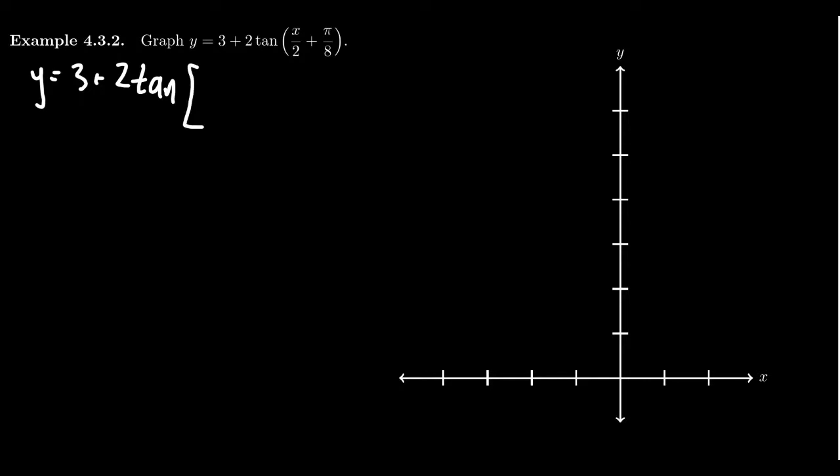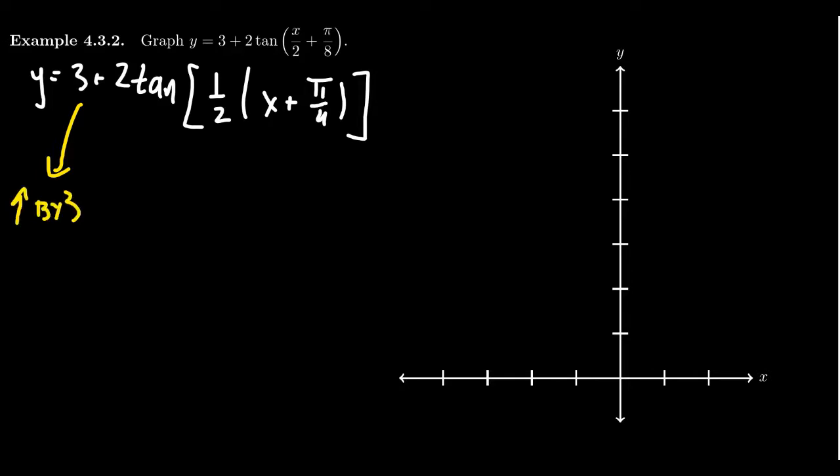So we're going to factor away the coefficient that's in front of the x. So we're going to factor out a 1/2. That leaves behind x plus pi fourths, because we took away the 1/2 there. And so now we can diagnose all these things. So the plus 3 right there is going to be a vertical shift, a shift up by 3. The 2 there, that's going to be a vertical stretch by a factor of 2.